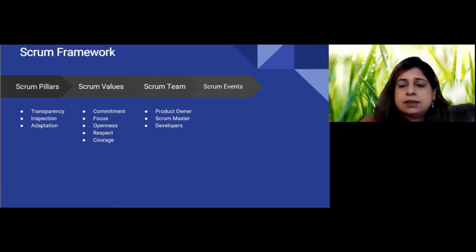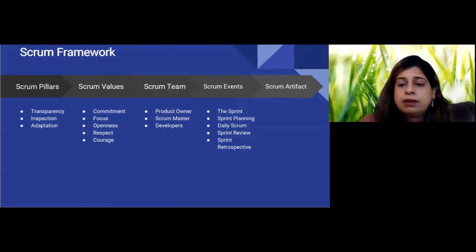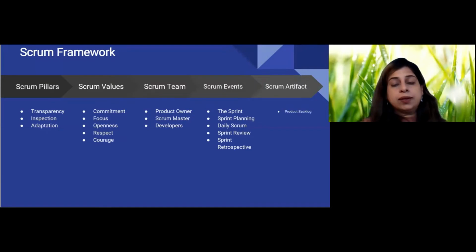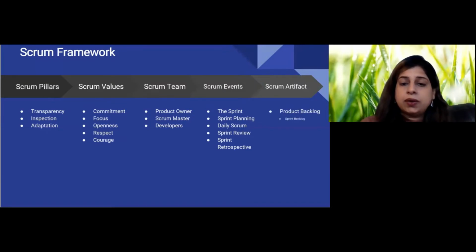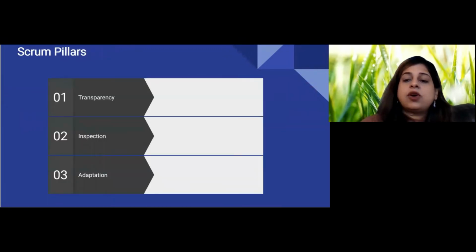5 Scrum Events: the sprint, planning, daily Scrum, sprint review, and sprint retrospective. 3 Scrum Artifacts: product backlog, sprint backlog, and increment. Let's talk about Scrum Pillars.